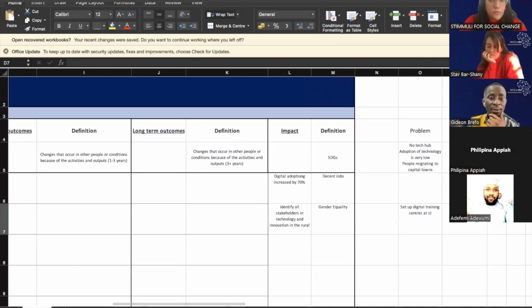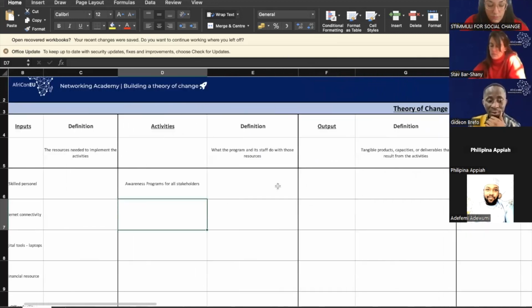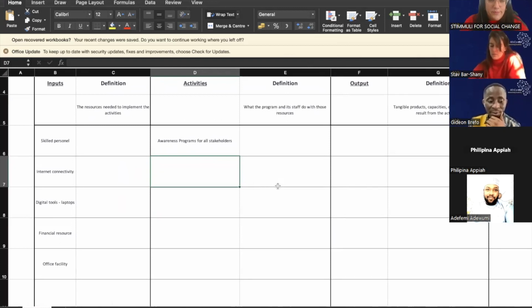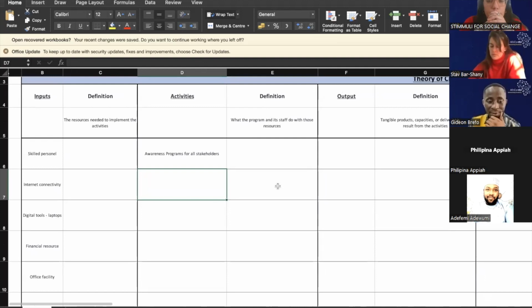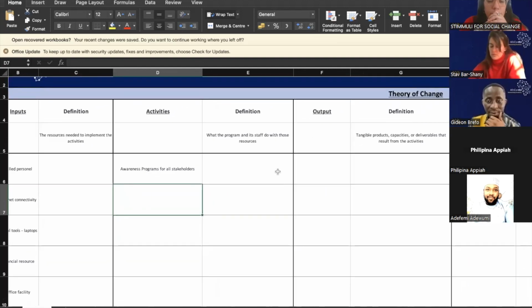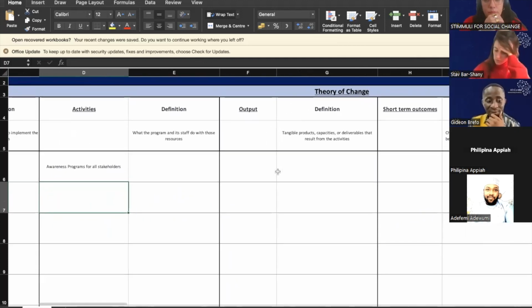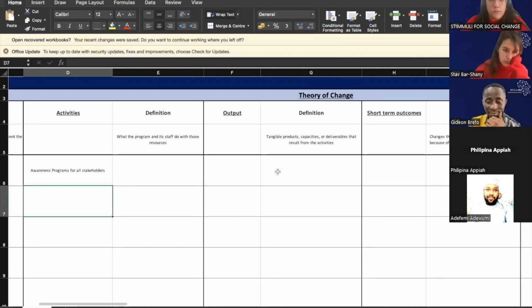And during the breakout section, we looked into the inputs, which includes the finances, the training space, the digital tools, that's the laptop, the software, the internet connectivity, and the skilled personnel. So we're going into the activities. And like I said, I'll appreciate everybody's support so that we can understand the theory of change better and be able to put it into our program. Thank you.